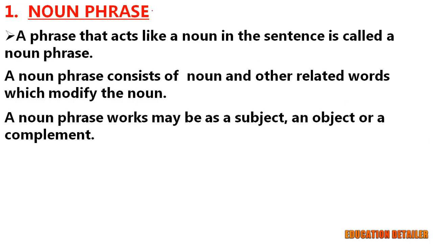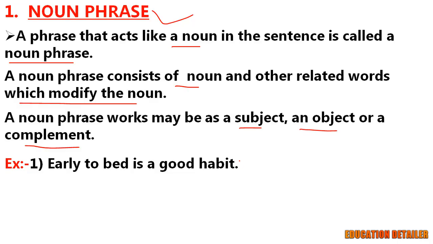First type of phrase, noun phrase. A phrase that acts like a noun in the sentence is called a noun phrase. A noun phrase consists of a noun and other related words which modify the noun. A noun phrase may work as a subject, an object, or a complement. Look at the first example. Early to bed is a good habit. Early to bed is called a noun phrase and it works as a subject in this example.